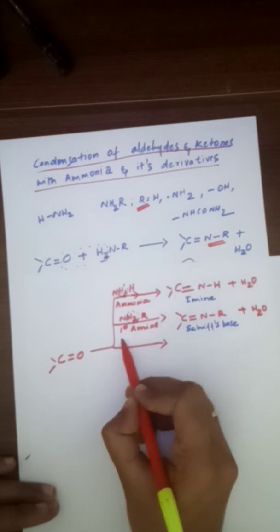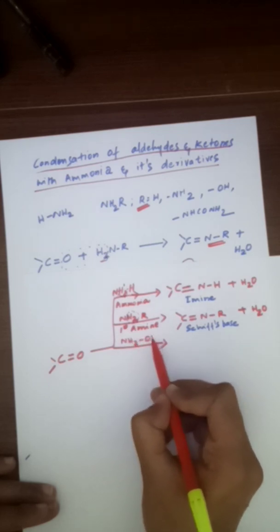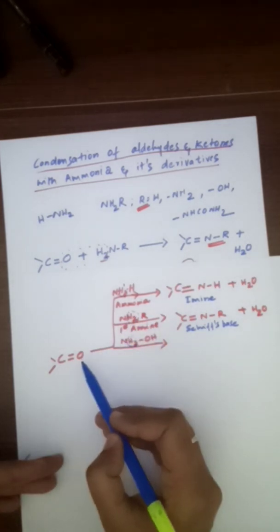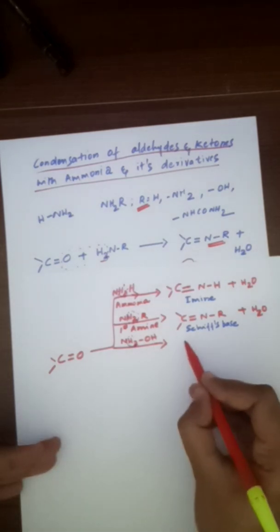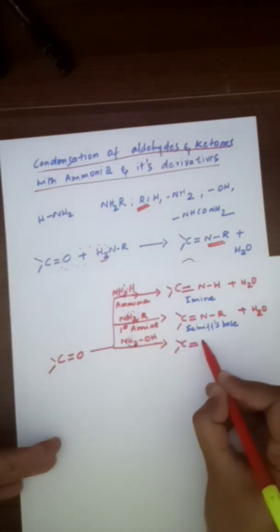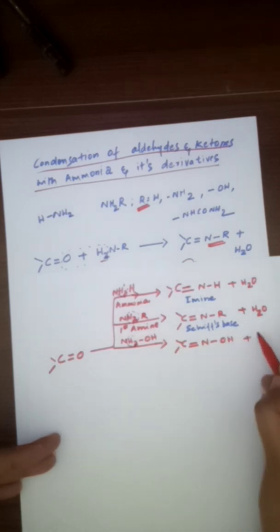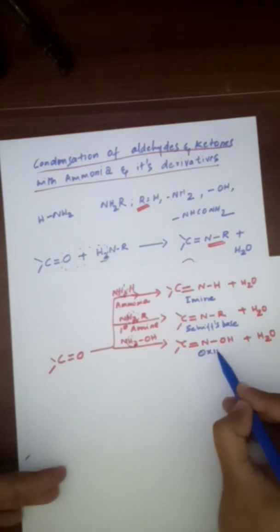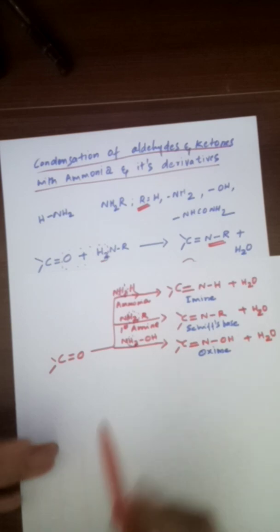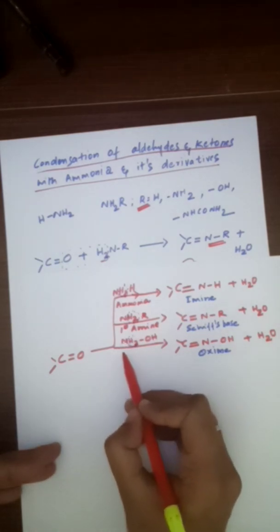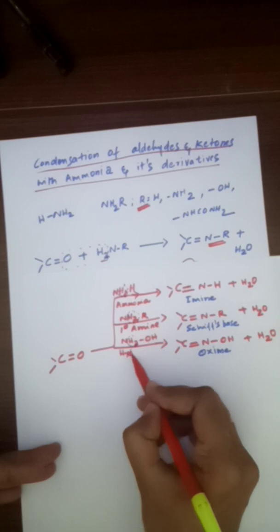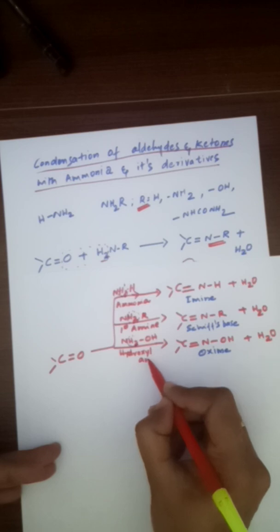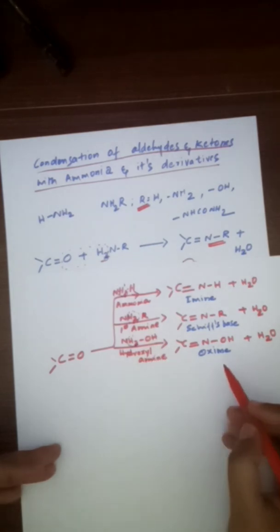So now let us consider replacing R with OH. Again here H2 will go and oxygen. So what will be your product? You will be having C double bond NOH plus H2O. So what is this? This is known as oxime. And what is this? This is hydroxylamine. So when an aldehyde undergoes a condensation reaction with hydroxylamine, it gives you oxime.